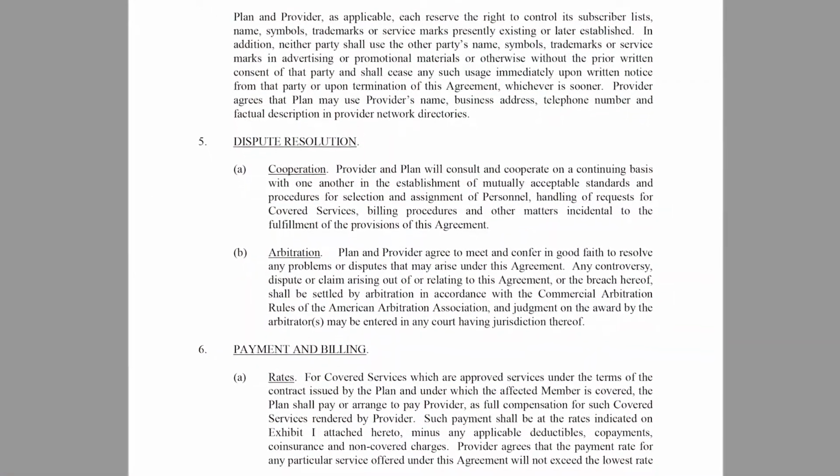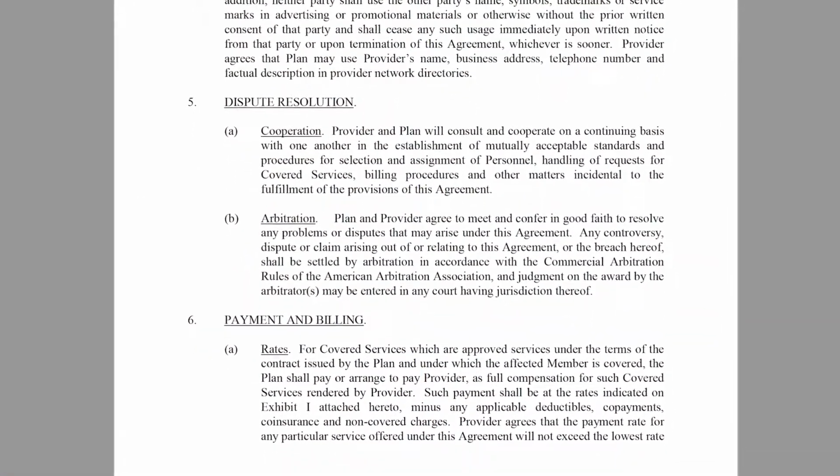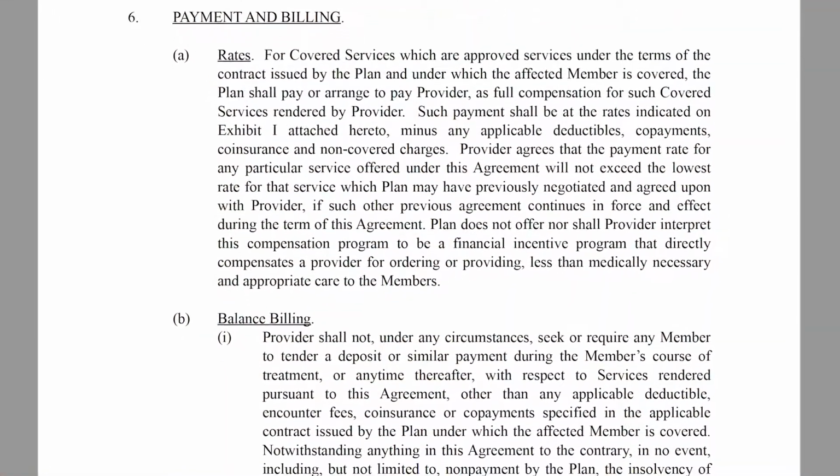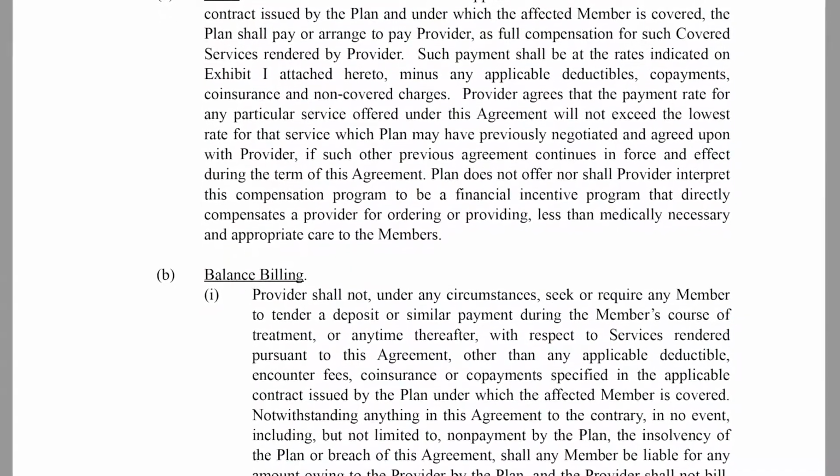There may be other sections in the contract about marketing, dispute resolution. That's important. In this contract, Section 5 is about dispute resolution. How do we work together? In this contract and in most contracts, there's a clause called arbitration, and we'll get to that in a minute. Then, Section 6, payment and billing. They're going to explain to you how payment and billing works. What is your responsibilities in terms of submitting bills? What is their responsibility in terms of making payment?